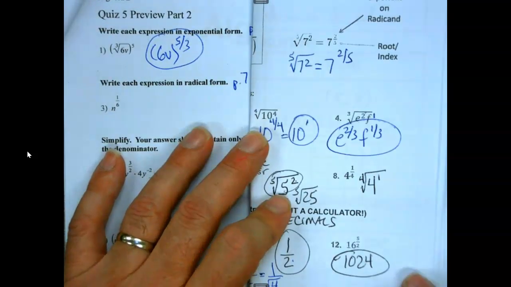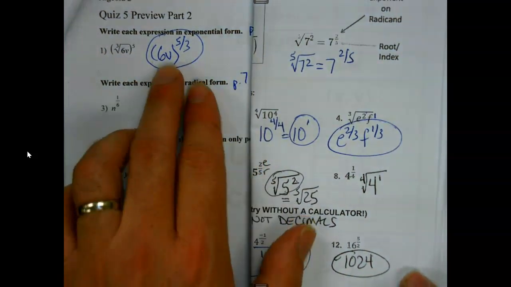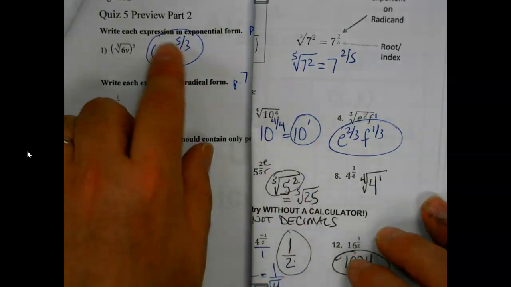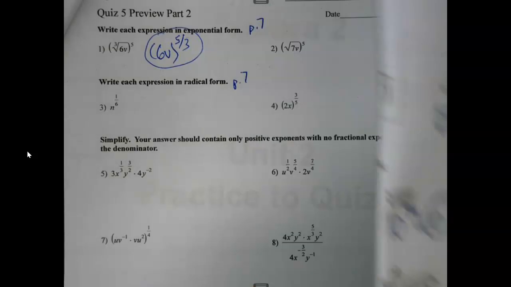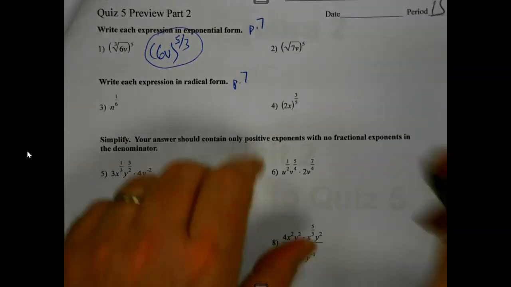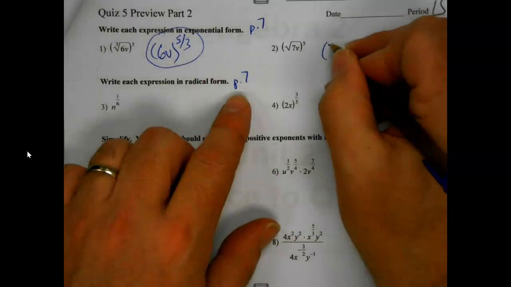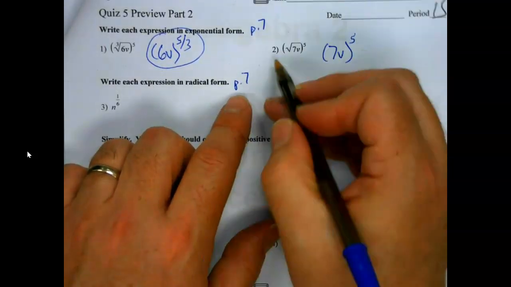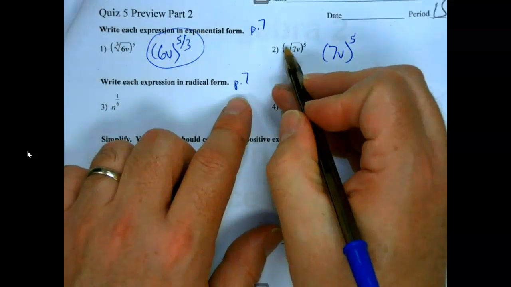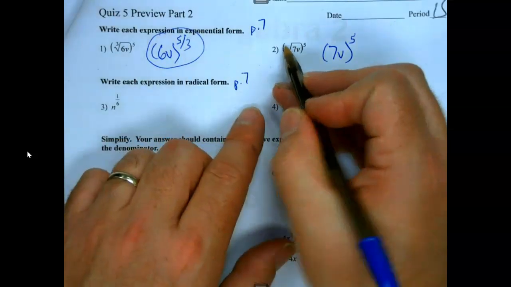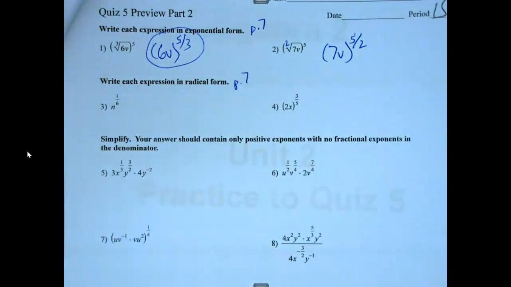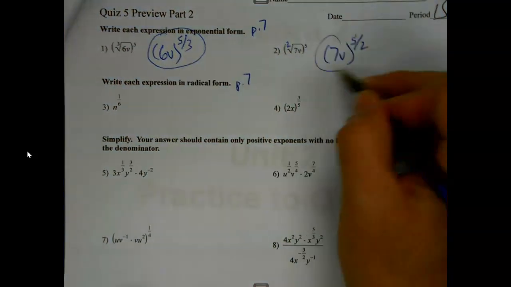I'm done. Hardy, do I have to have the parentheses? Yes, because I want that 5/3 to the 6 and the v, not just the v. So 7v in parentheses, 5. What's my index number when I don't see one? 2, because it's a square root. It's not 1, like it's an exponent. And again, that's it. I'm done.